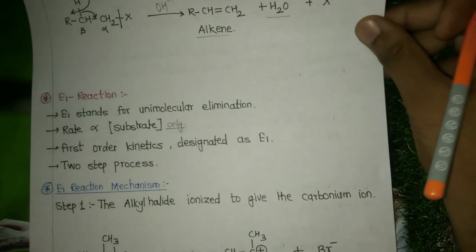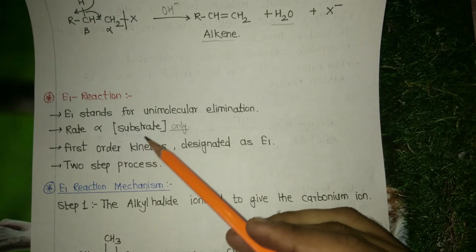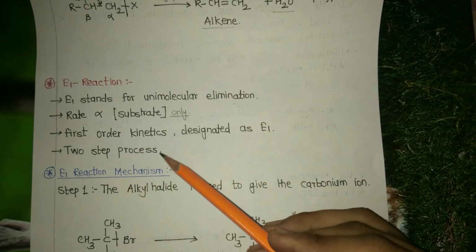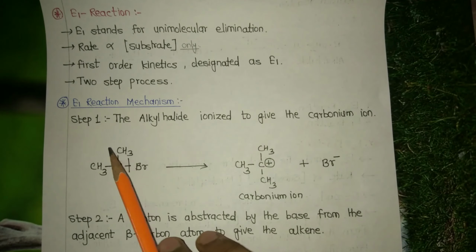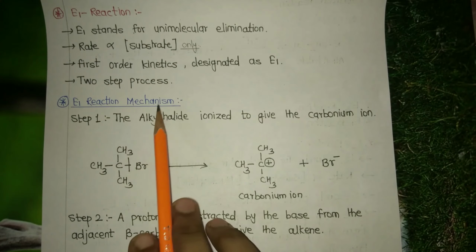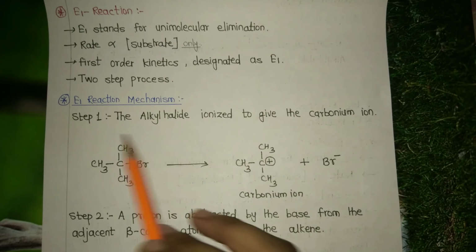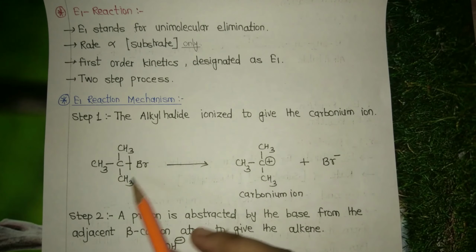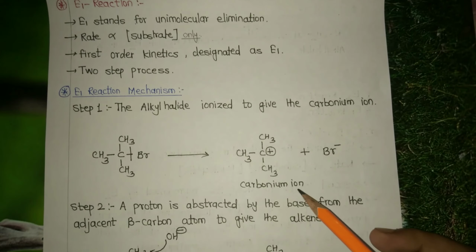We go to the E1 reaction. E1 stands for unimolecular elimination. Rate or kinetics depends on the substrate only. First order kinetics, E1, a two-step process. In the first step of the E1 reaction mechanism, the alkyl halide ionizes to give a carbonium ion. Means this is the alkyl halide, this bond will be broken, ionization takes place, Br negative and this is positive. This is the carbonium ion, formation of the carbonium ion.